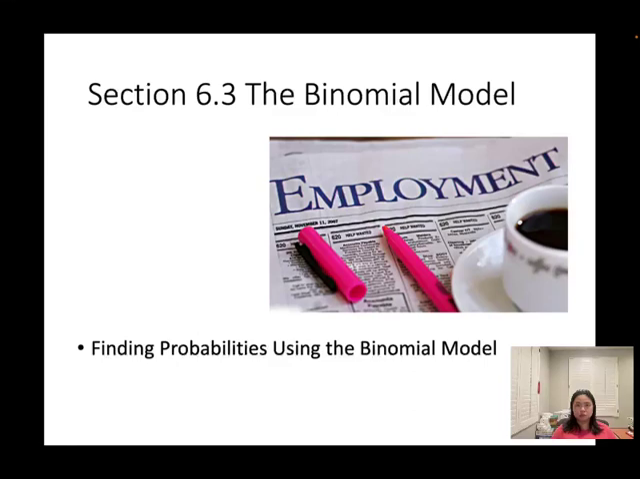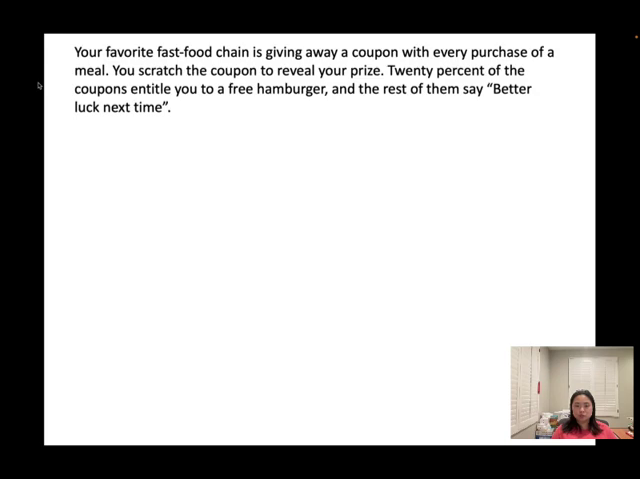Section 6.3, the binomial model. Finding probabilities using the binomial model. For these sessions, we're going to learn another type of probabilities, which is called the binomial model. Look at this example to see what a binomial model is.